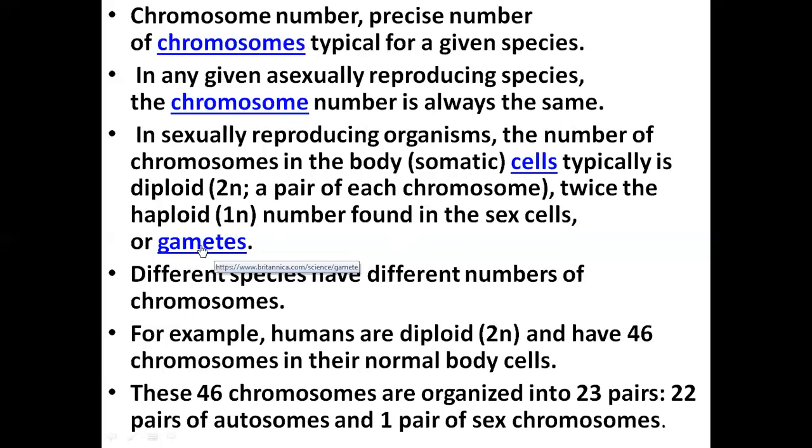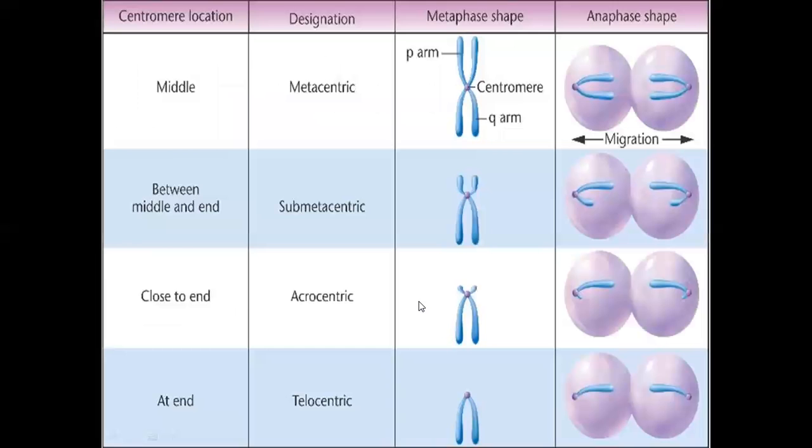So in the sexually reproducing organisms, the number of chromosomes in the gametes is half. Different species have different numbers of chromosomes. We have seen this, humans are diploid. Now these 46 chromosomes are organized into 23 pairs, where 22 pairs are autosomes and one pair are allosomes, that is sex chromosomes, which help in determination of the sex of humans.